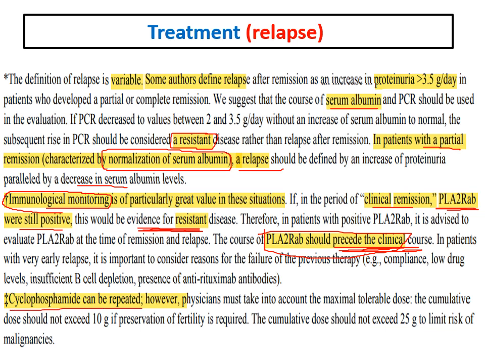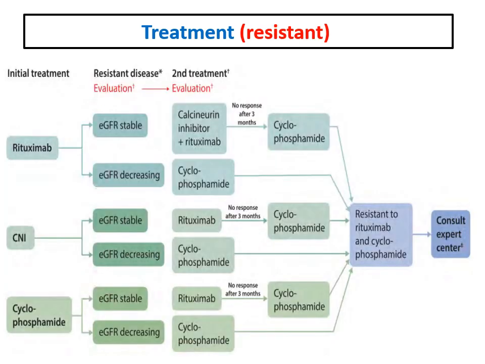As we said, cyclophosphamide can be repeated. However, we should take into consideration the cumulative dose. If a patient wants to conceive and we want to preserve fertility, we shouldn't exceed a 10 gram cumulative dose, and the cumulative dose shouldn't in any way exceed 25 grams of cyclophosphamide.